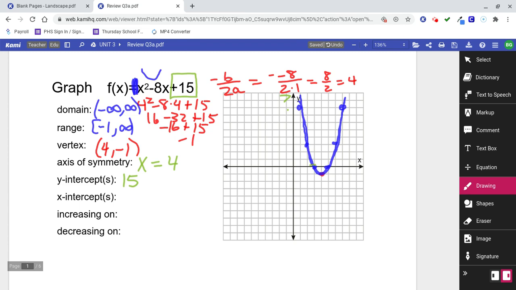X-intercepts we can see on the graph are here at 3 and here at 5. 3 and 5.